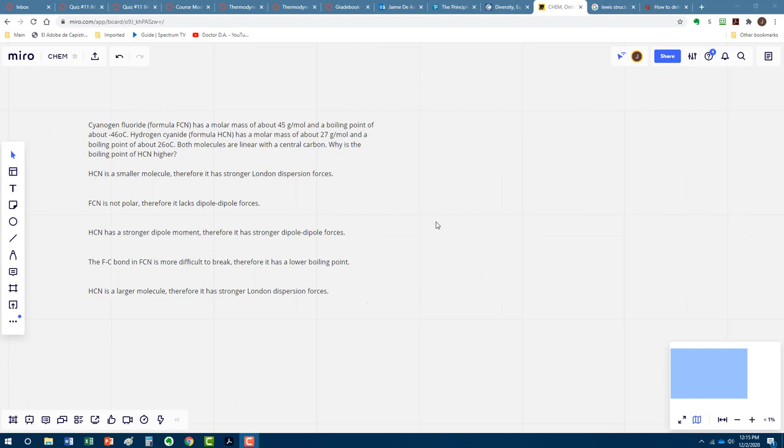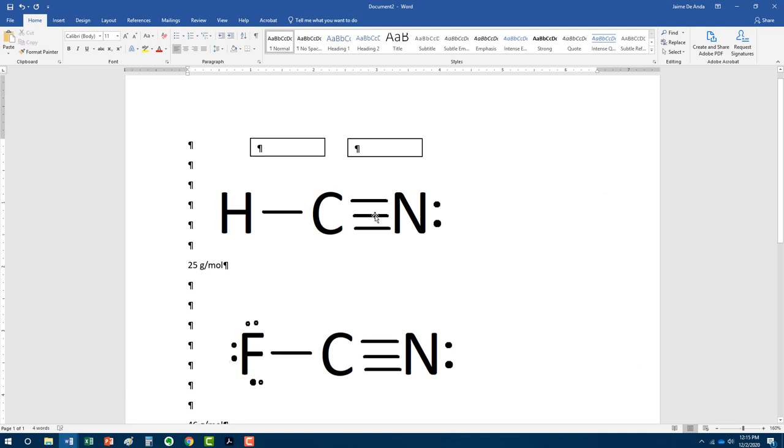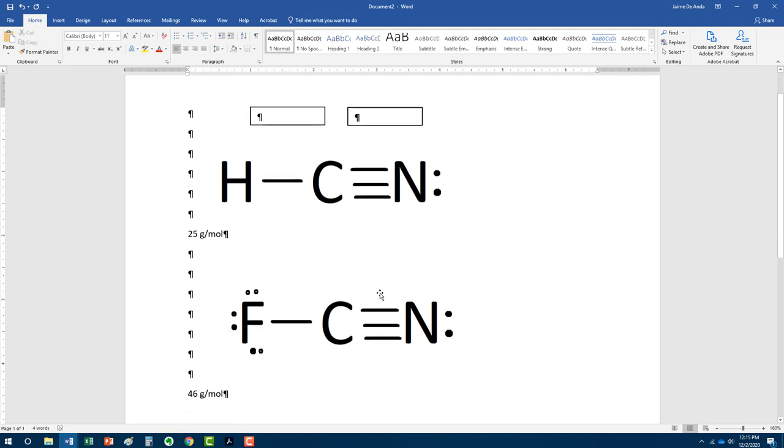And again, you don't really have to write out the formulas, but let's go ahead and do that just for the sake of illustration. So here'll be HCN on the top, and here is FCN. And again, we're saying that HCN has 25 grams per mole, FCN 46 grams per mole. It says that both of them are linear, which we can confirm by drawing the Lewis structures. You didn't really have to draw the Lewis structures. All you needed to know was that they're linear, and carbon is the central atom, right? So the issue now is that HCN has a higher boiling point, and the other molecule has a lower boiling point.